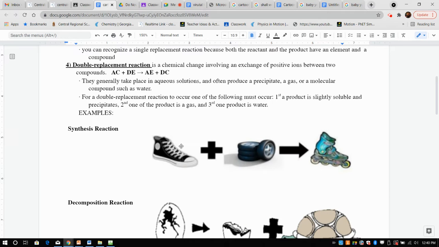So let's just look at some of the examples. Here, I have a synthesis reaction. Someone's showing it. What are these? Chuck Taylors, Converse, mid-top, with 4 wheels, and what gets kicked out, we get a rollerblade. A synthesis reaction. So you have basically 2 elements, 2 simpler things that combine into one compound, or a more complex thing.